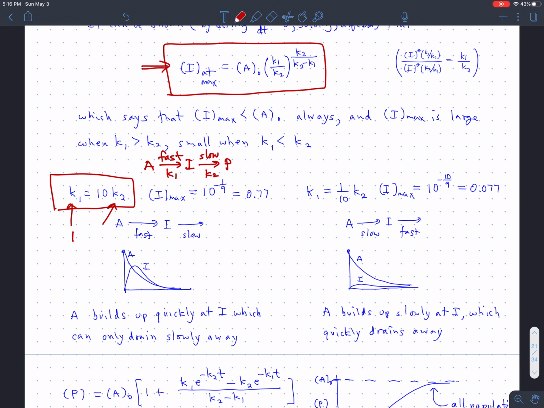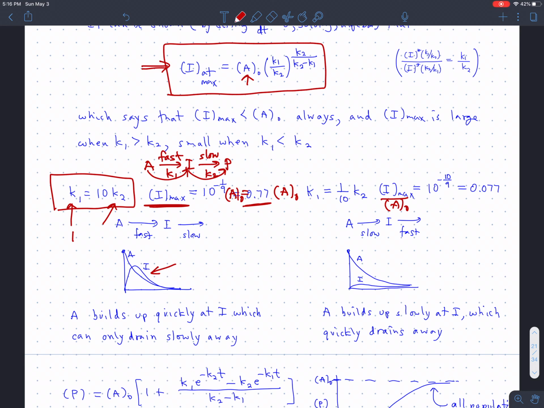And what's going to happen in that case is lots of A is going to get converted to I, but then the I is only going to convert slowly to P, and that means we're going to get a lot of I, a lot of intermediate building up. And that means this maximum value for I should be a pretty high value, and in fact it is. It's about 0.77 times A0 here. I actually left out the A0, so this has got an A0 in it too. And this is really I max over I0 over here too.